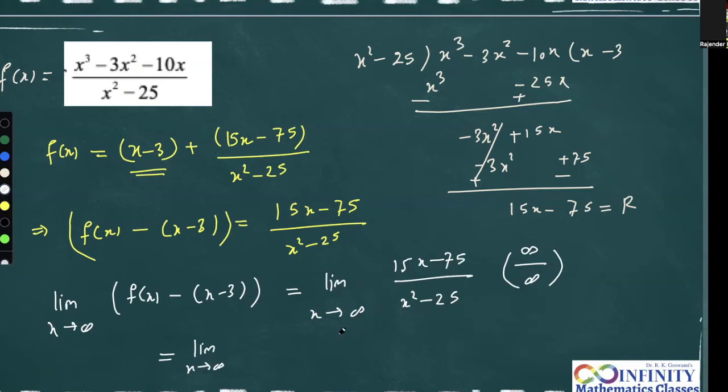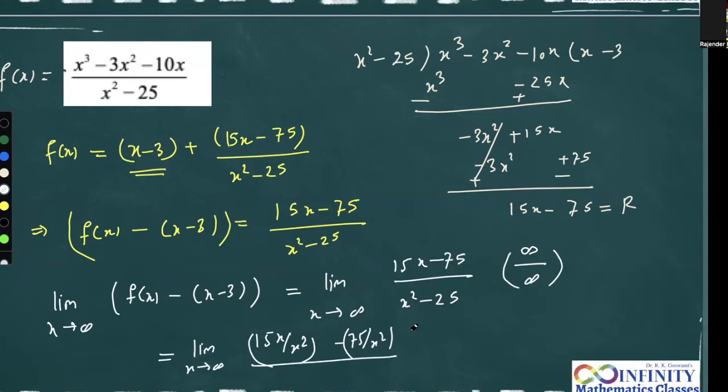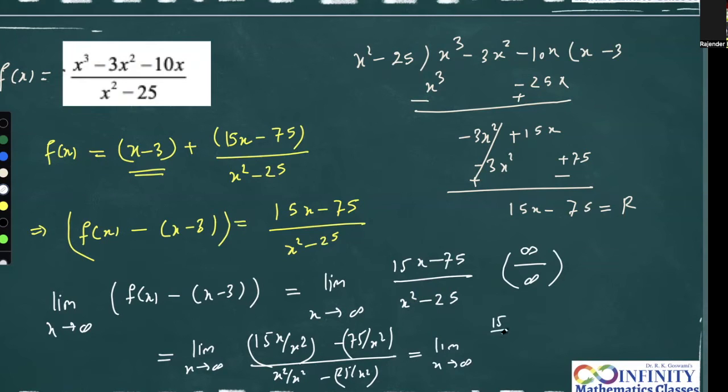Just divide by the highest degree term, like x square, in the numerator, 75. Each term I'm dividing by the highest exponent of x available in this expression. It is x square. When you simplify, limit x tends to infinity, this is going to be 15 upon x minus 75 upon x square divided by 1 minus 25 upon x square.